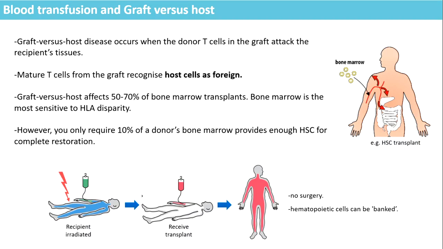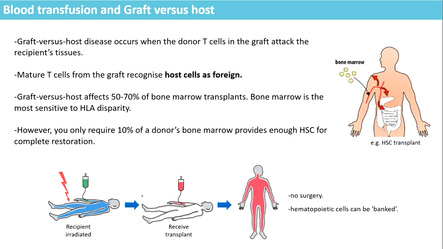I want to touch now on blood transfusion, and an example. We have an example of graft versus host in blood transfusion. Just to refresh your memory, graft versus host is where the T cells from the donor attack the tissues of the recipient because they recognize the host cells as foreign. This can occur in between 50 to 70% of bone marrow transplants, so it's really quite high, and it's driven by this HLA or MHC disparity.